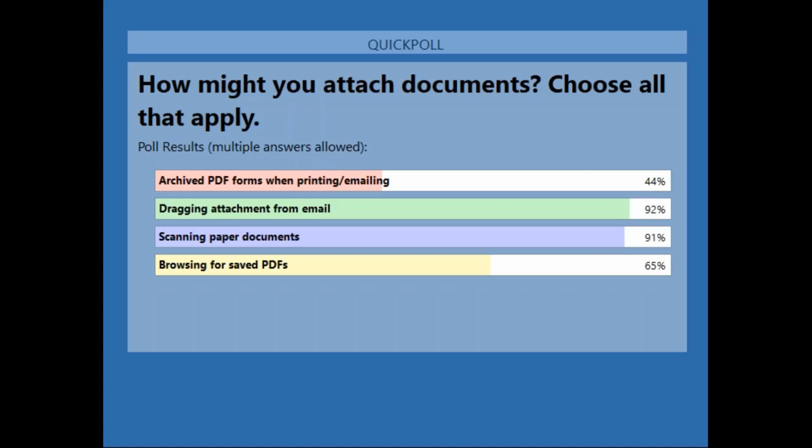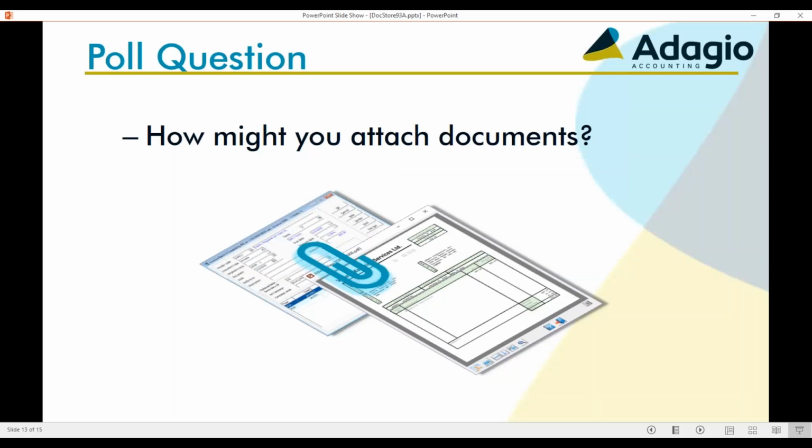So for the people in the audience today, the results are coming up now. I see most people will be choosing to drag from email and scanning, and maybe less so for saving them to disk first. And also the archiving, not going to be as much, but you should be aware that that's something that's automatically done for you. You don't even have to think about it. It's done automatically if you set archive PDF copies in the company profile. Okay, thank you for that.